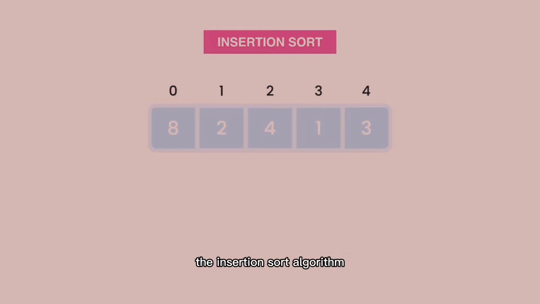The insertion sort algorithm. A good way to understand insertion sort is to think of playing a card game. So imagine each item in this array represents a card. The dealer gives you one item or one card at a time. Every time you get a card, you insert it in the right position.